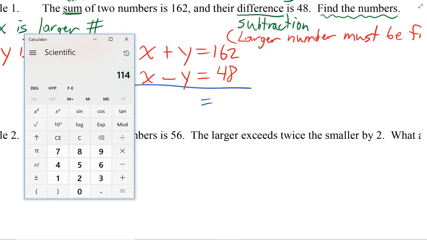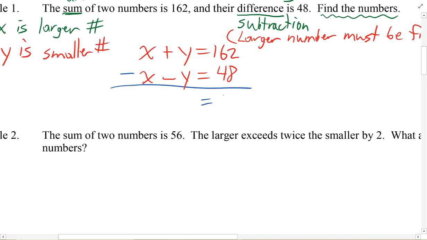Quit staring at me. Do the math. You need to do the math. Let's go. This is called your practice studying time.